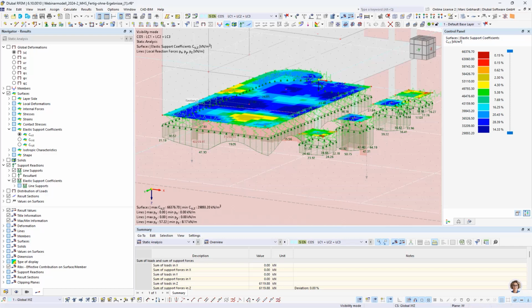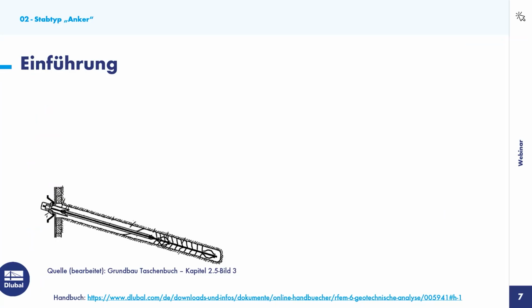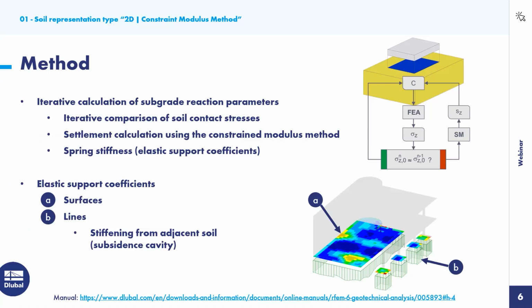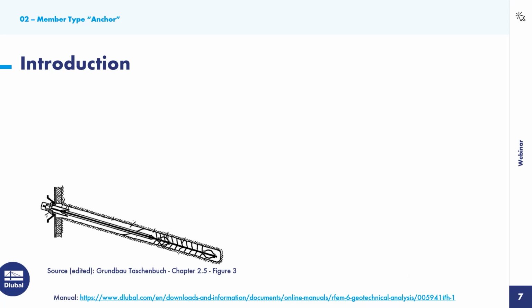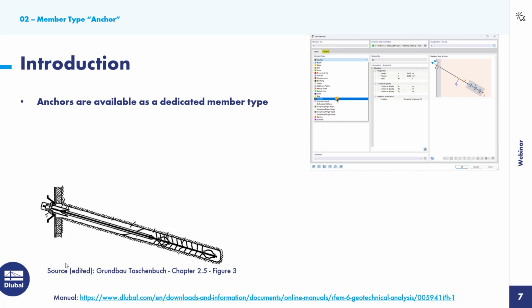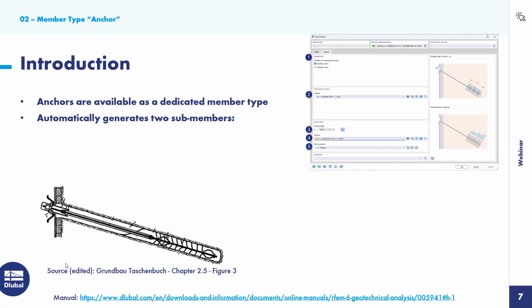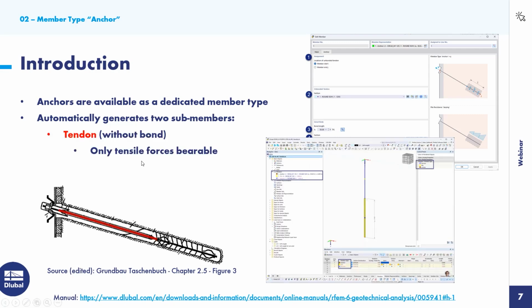So we're going forward to the next point, and I'll show you our next exciting feature, the anchors. Anchors are now available as a new member type within the Geotechnical Analysis add-on. They can be selected by the Add Member menu and automatically generate two new sub-members. This is first a tendon part without bond to the soil around, which can only bear tensile forces, and a grout body with bond to the soil around, which corresponds to the member type pile with a pile resistance.